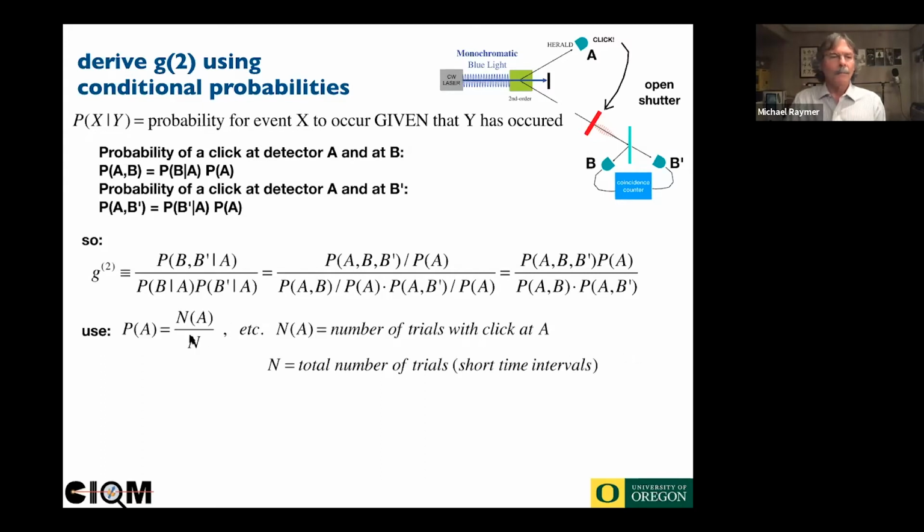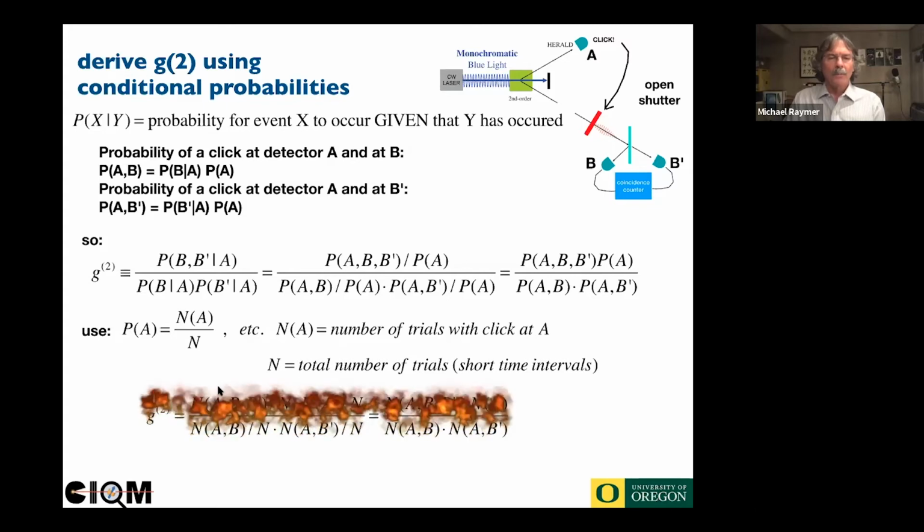Now we can replace these probabilities by these formulas, which say the probability of A is the number of clicks at A divided by the total number of trials, which are short time intervals. So let's say each time interval is 100 nanoseconds, and there's some huge number of trials, millions, and only in a few times we got clicks there. So that's a way of estimating probabilities from experimental data.